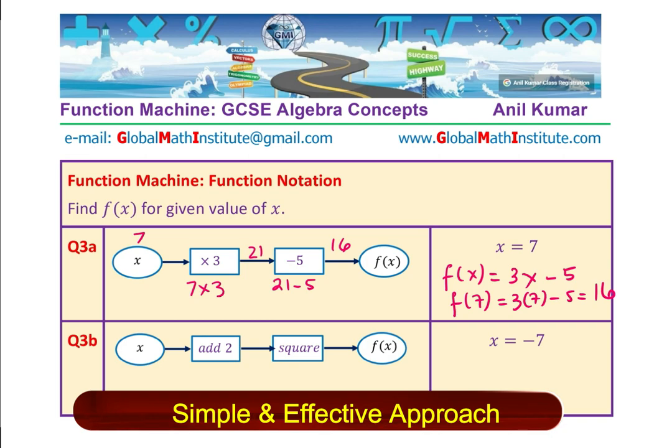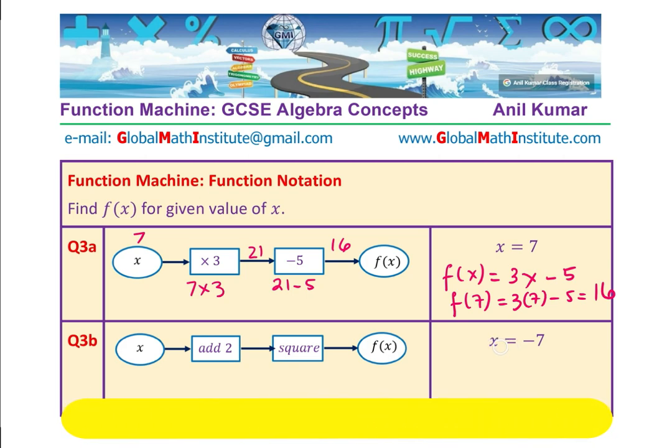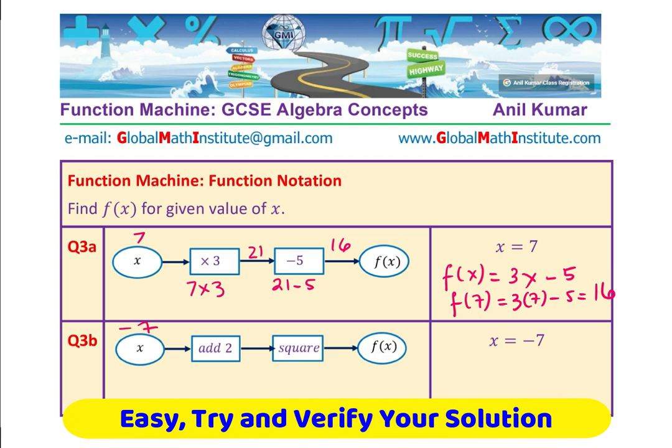Now let's do the next one, which is x add 2 square, f of x. And this time, we have x equals minus 7. Okay, so if I put minus 7 here, and when I add, minus 7 plus 2 becomes minus 5. And square of minus 5 will be what? 25, correct? Do you see that? So, we get 25 as a result.